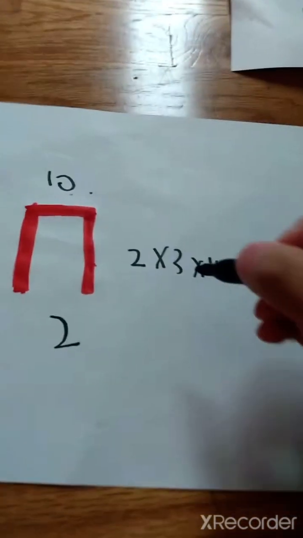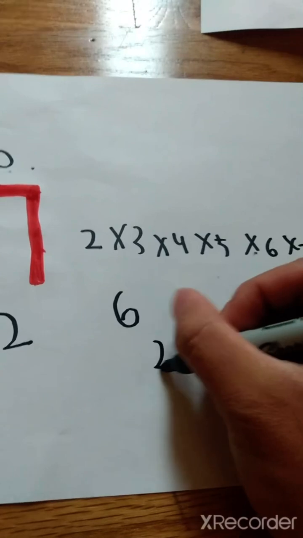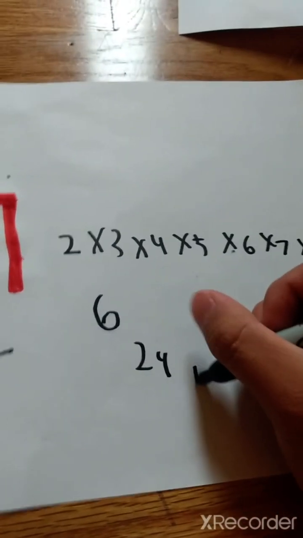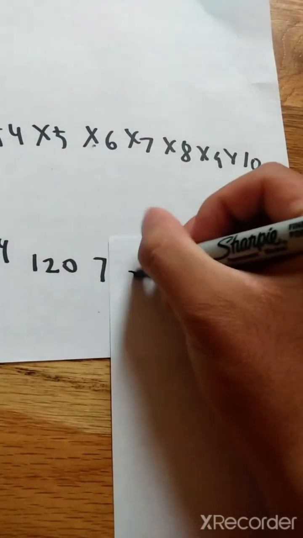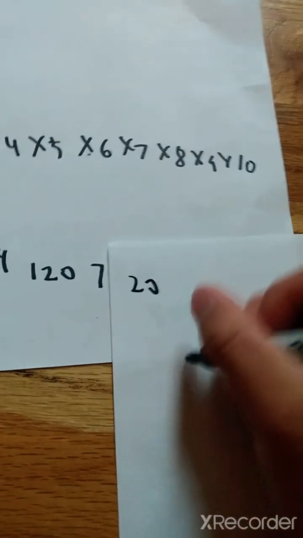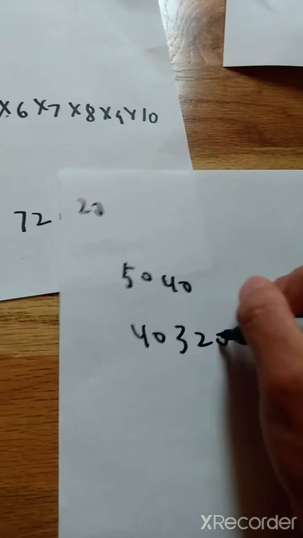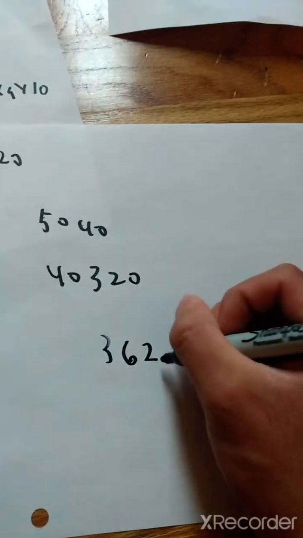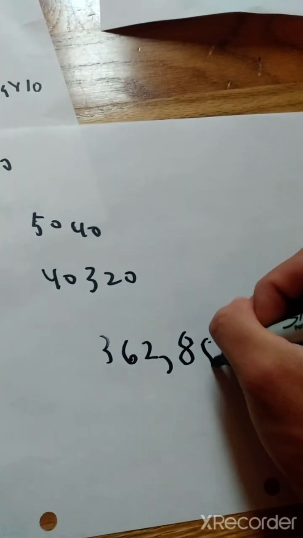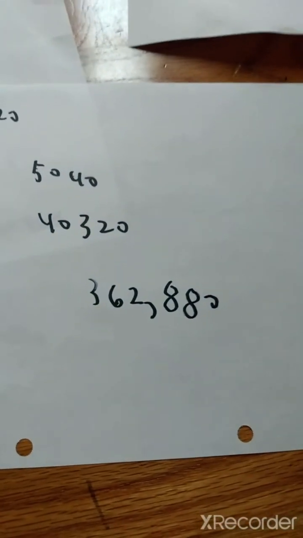So let's start. 2 times 3 is 6, times 4 is 24, times 5 is 120, times 6 is 720. 720 times 7 is 5,040. Times 8 is 40,320. Times 9, 362,880. And we have our multiply by 10, which is the finish line.